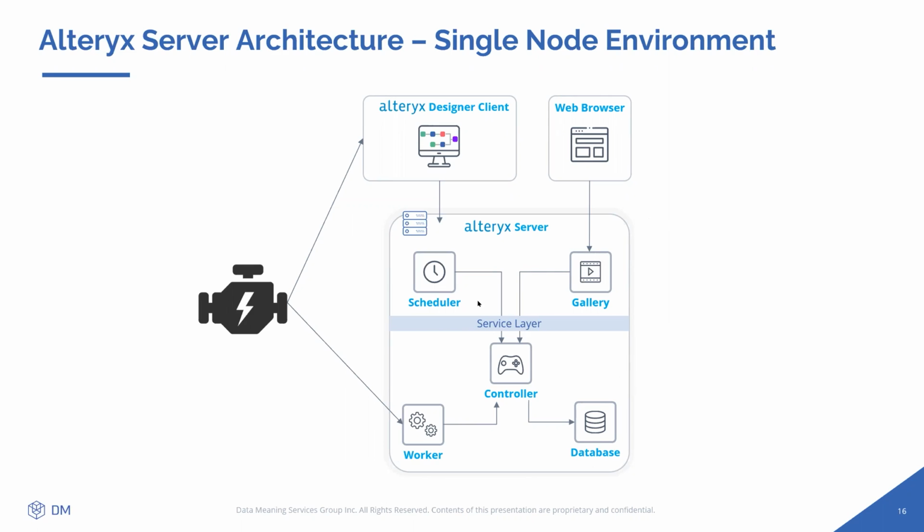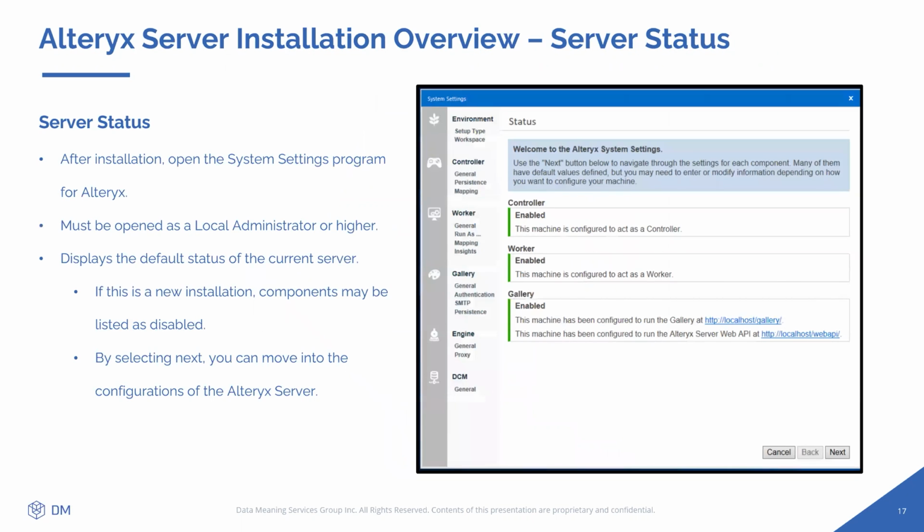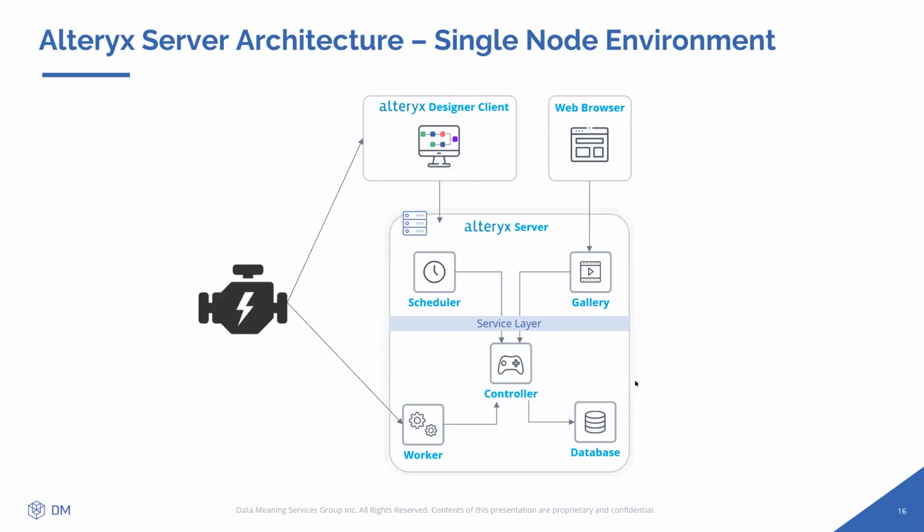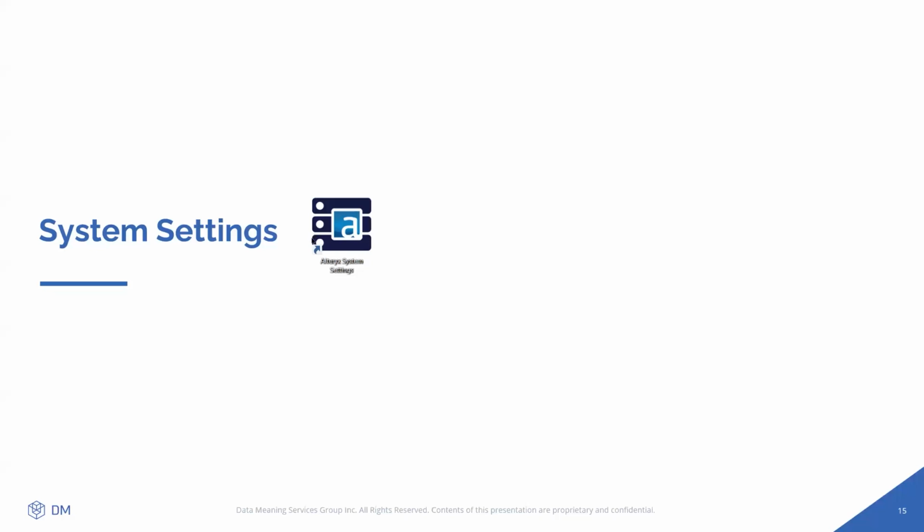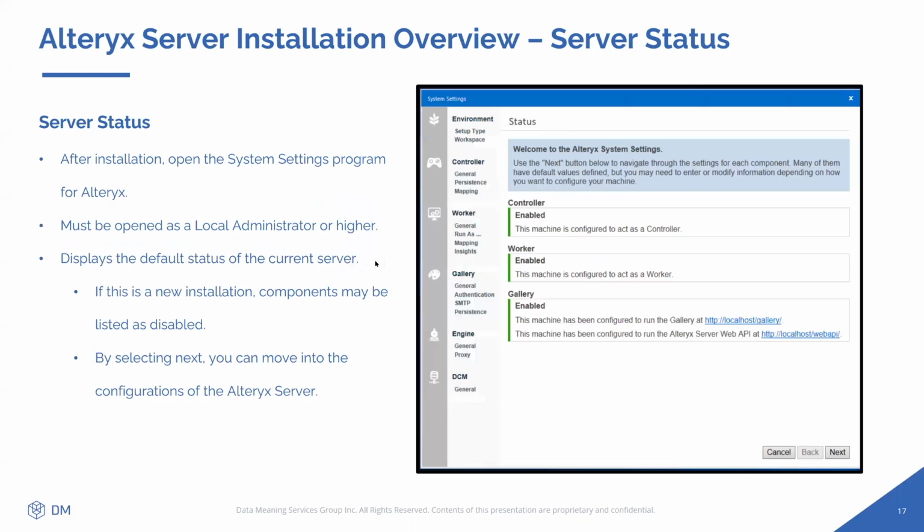Again, the next session is all about Alteryx architecture, and we're going to take a deep dive into different architectures depending on many variables of the server environment administration. So having said that, let's start with the system settings. The icon, which will be this one, will appear on your Windows Server desktop. Just double click it, and we start with the welcome page for the system settings, which will display the default status of the current server.